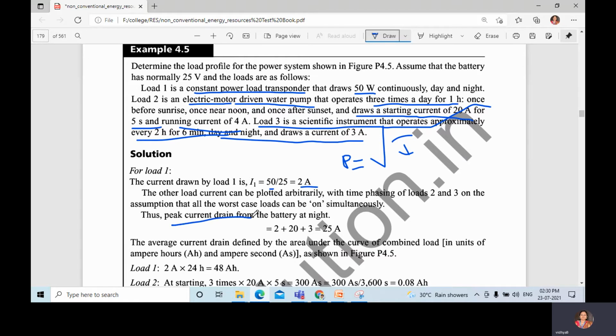Next, the peak current drawn from the battery at night. That is 2 amps plus 20 plus 3. First from load 1, 2 amps. From load 2, how much they have given? Starting current of 20 amps. Next plus 3, that is the load 3 draw, 3 amps. So totally 25 amps is the peak current drained from the battery at night.